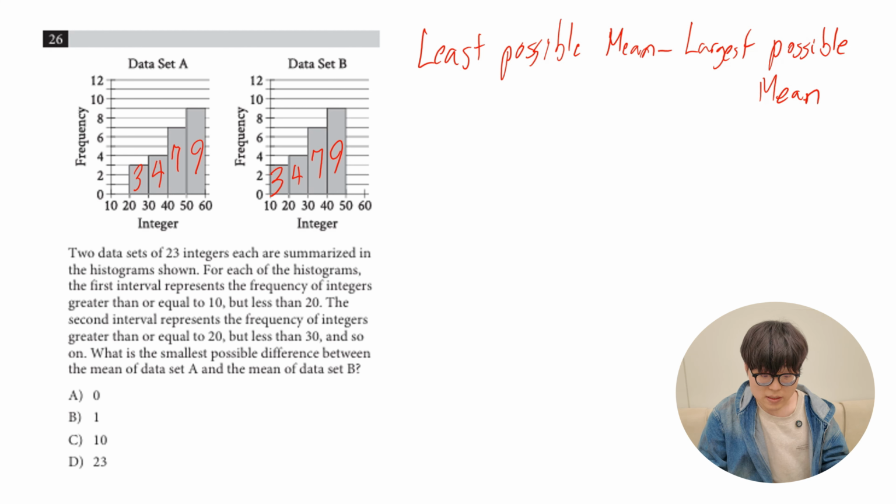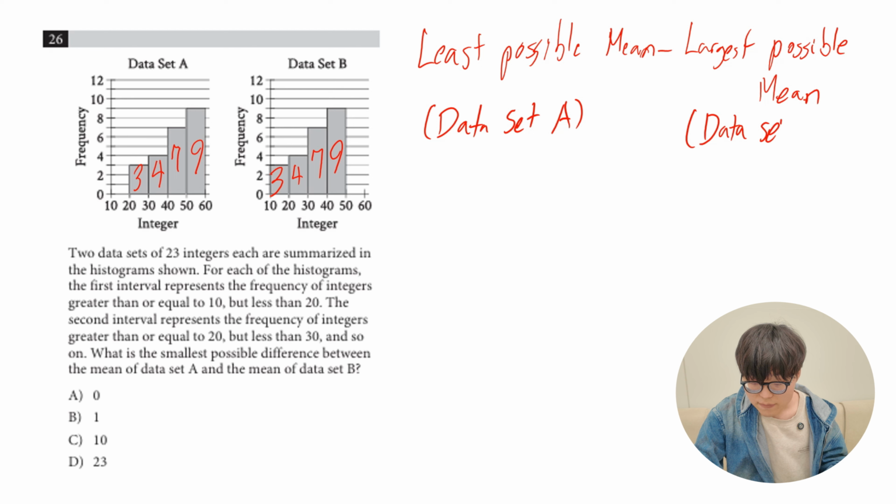From here, we realize that when the frequency of the bars are the same for both datasets, the way we figure out which one would have a larger mean average is by simply looking at where the bars are located. So if you look at dataset A, we see that the bars are shifted more towards the right-hand side, meaning it would have data that has a larger value. So we know that because dataset A would have a larger mean average, it's dataset B that would have the least possible mean, and dataset A that would have the largest possible mean.